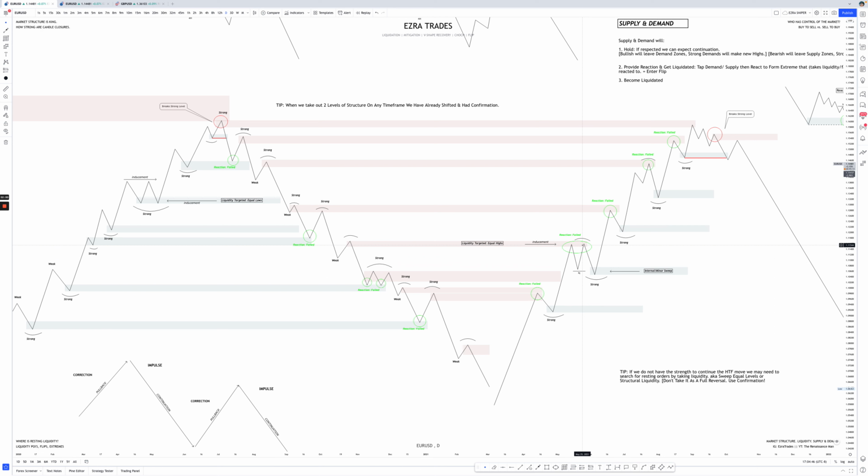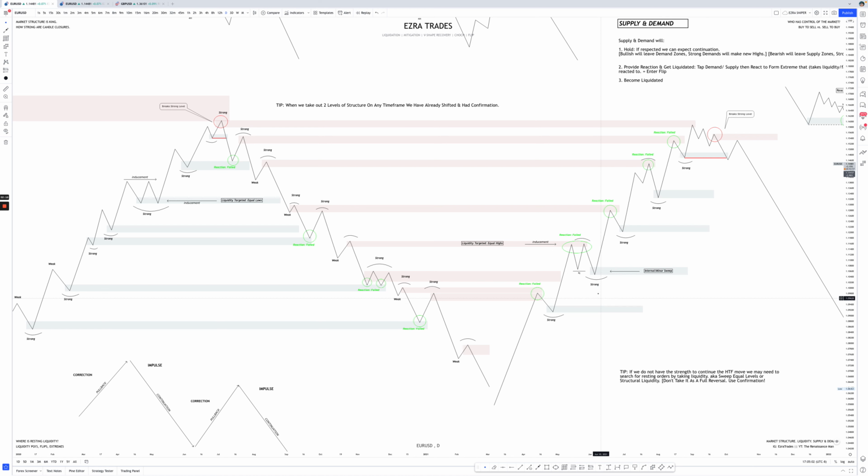In this case, what happens? We fail to make a higher high. We're making what? Higher lows and higher highs. Higher low, fail to make a higher high. So we've given a reaction here. A lot of people will think this is a great place to sell from and they'll go short.